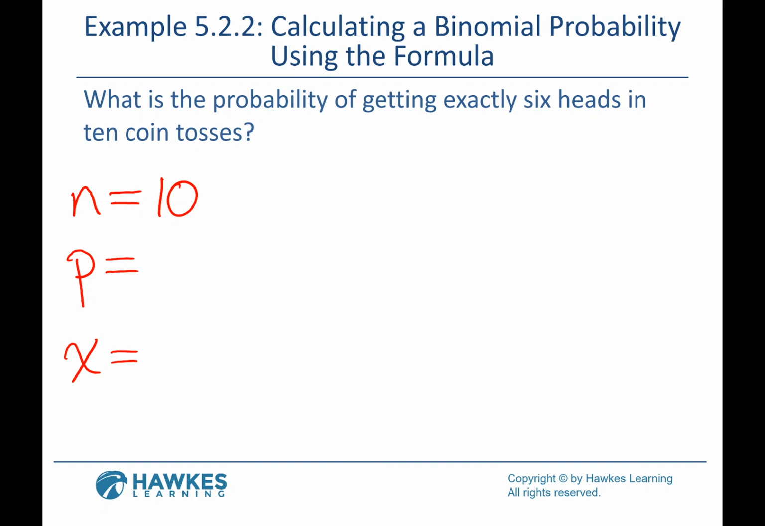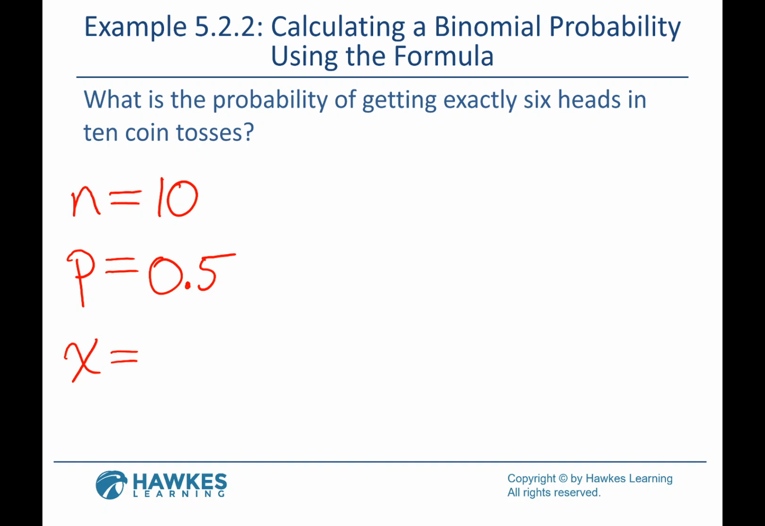Our event is flipping the coin, and what are we going to call a success here, heads or tails? Heads, just because that's the part it's asking us about. It says, what's the probability of getting exactly 6 heads? So that's the one we want to count. If we just do our experiment one time, what's the probability of success? What's the probability of getting heads? Again, it's 0.5, 50%.